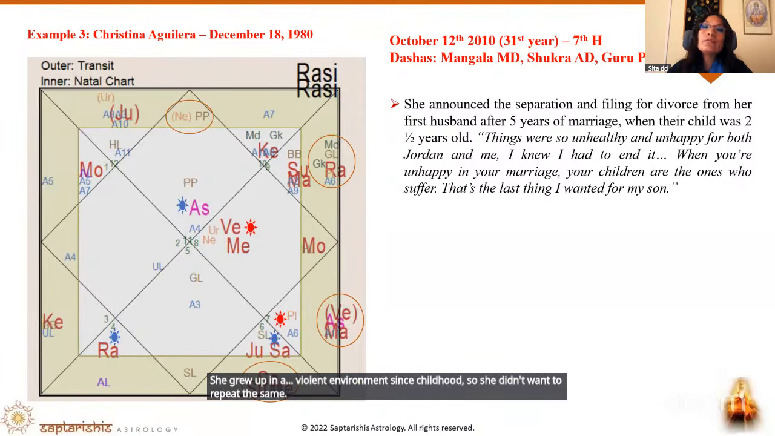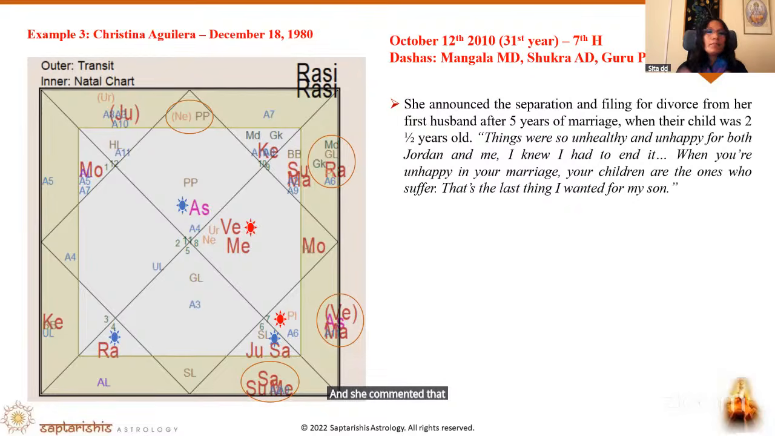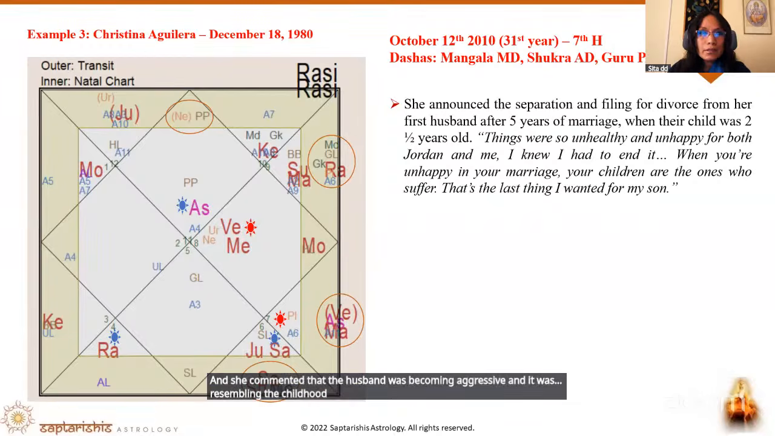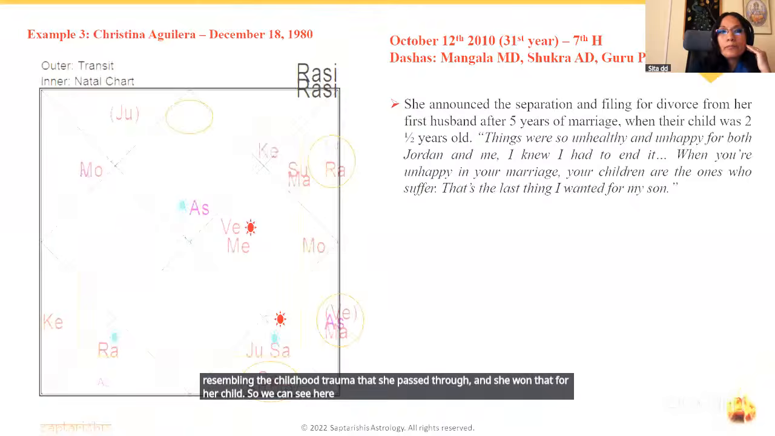And she commented that the husband was becoming aggressive and it was resembling the childhood trauma that she passed through, and she didn't want that for her child. So we can see here in this case, divorce.